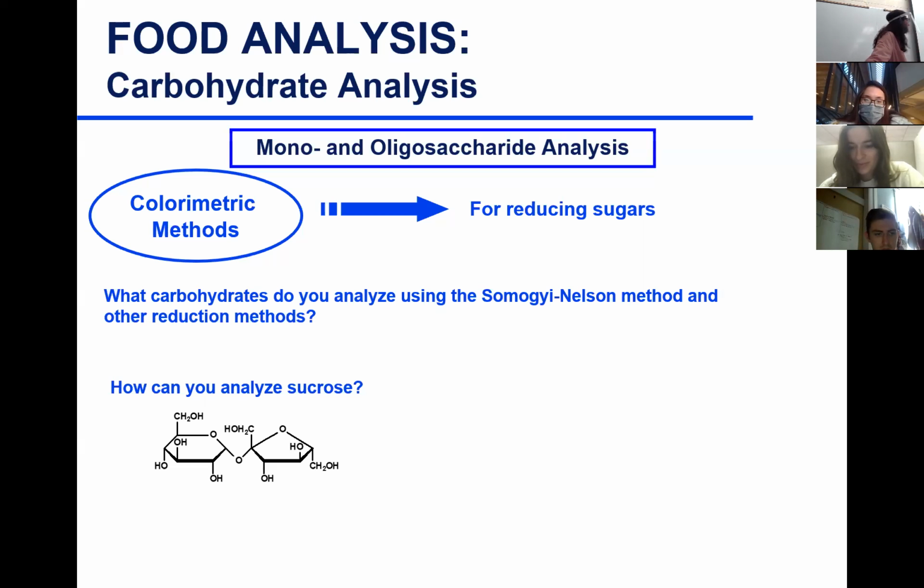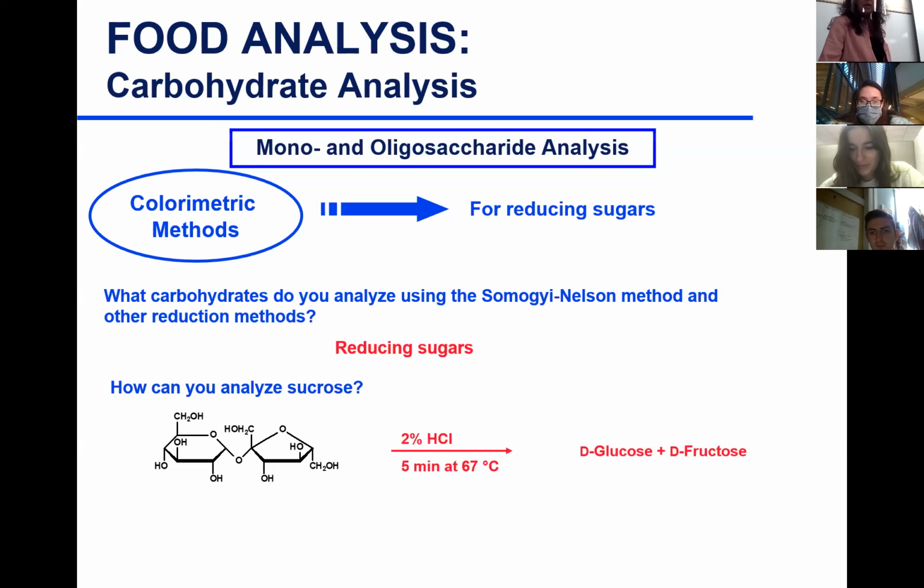Okay, but if I have sucrose, is sucrose reducing? No, it's not a reducing sugar. But I want to measure sucrose. I'm determined to measure sucrose using Somogyi-Nelson. What do I do? I break it. Basically, I hydrolyze the glycosidic bond. So I would use HCl acid with a little bit of heat, and I break the glycosidic bond. Now I have glucose and fructose, both are reducing sugars, and I can continue with the reaction and measure the amount of sucrose backwards.